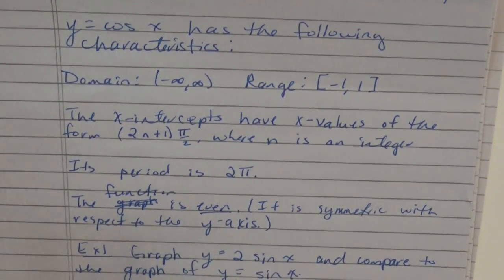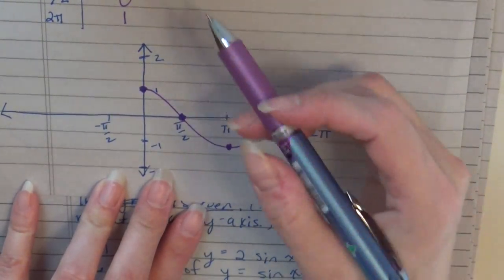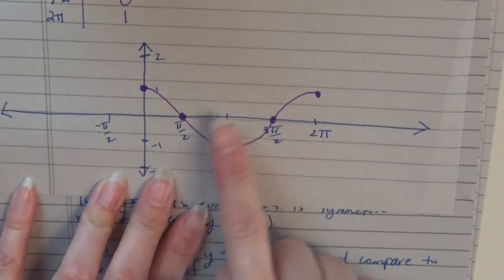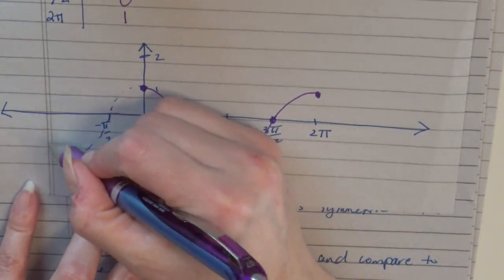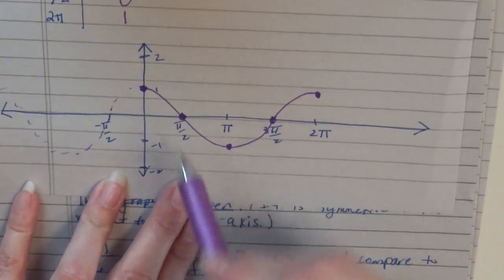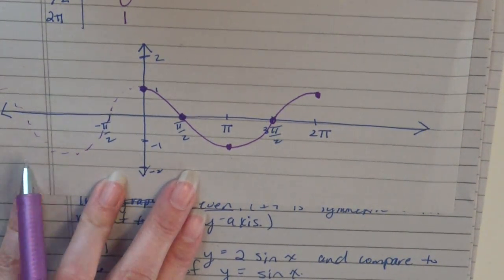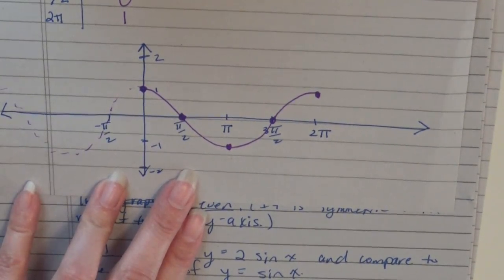So let's look at the picture again. Okay, remember symmetry with respect to the y-axis. You don't really see it in this picture because I only drew one cycle, but if I were to draw another cycle over here, it would follow this exact same pattern. So if we included 2 periods from negative 2 pi to positive 2 pi, you would have symmetry with respect to the y-axis.